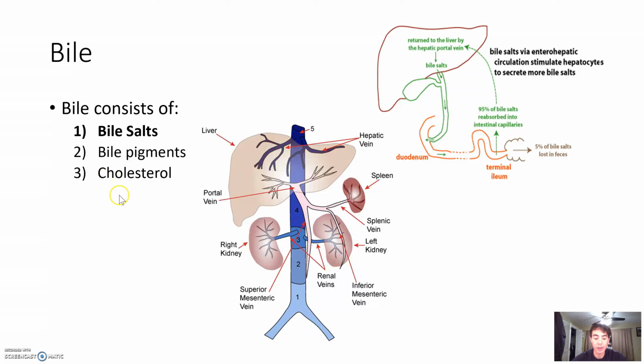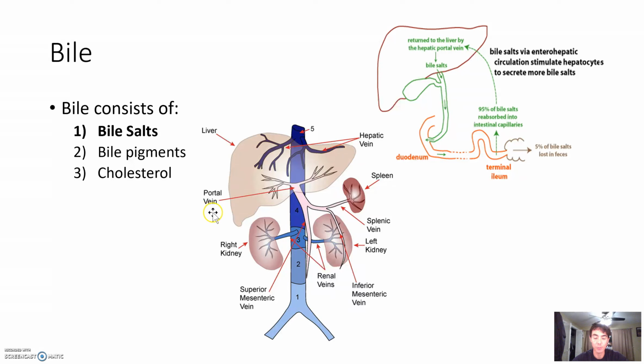Bile is a non-enzymatic solution created from the hepatocytes of the liver. Bile is made up of bile salts, bile pigments, and cholesterol. We will focus on bile salts for fat digestion. Bile salts help to facilitate enzymatic fat digestion and are made from bile acids conjugated with amino acids.